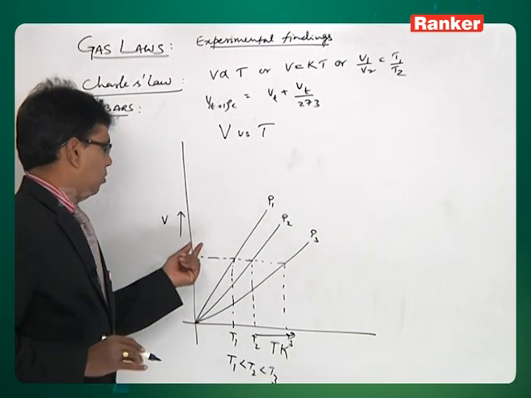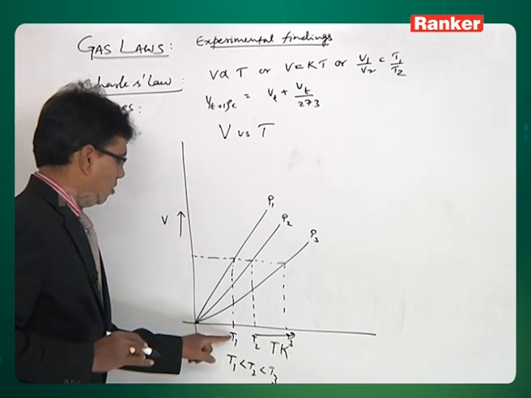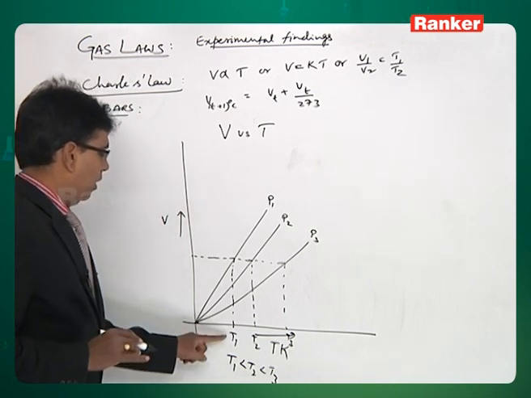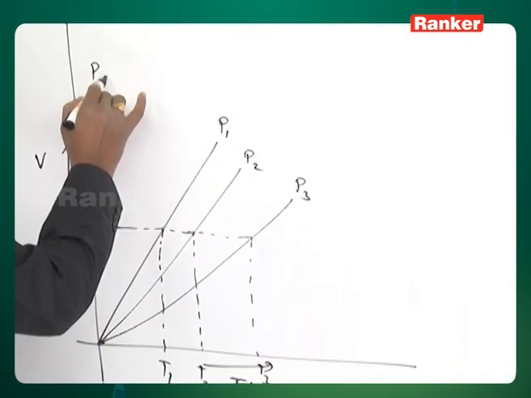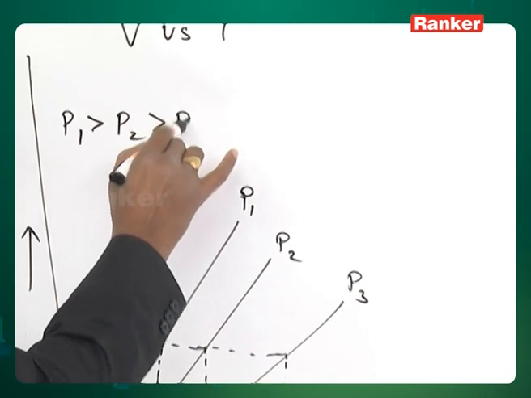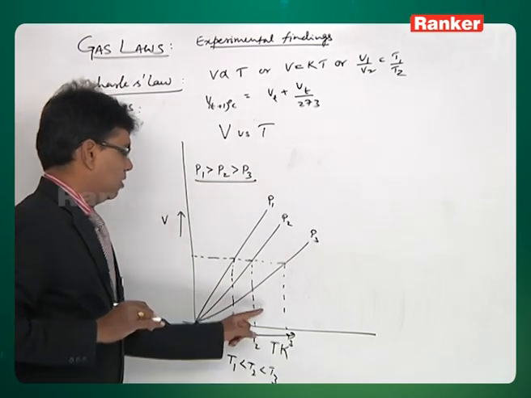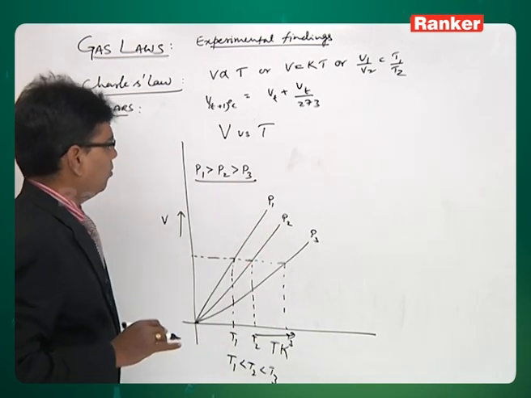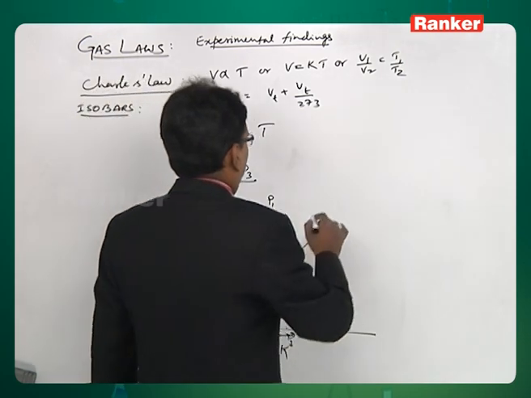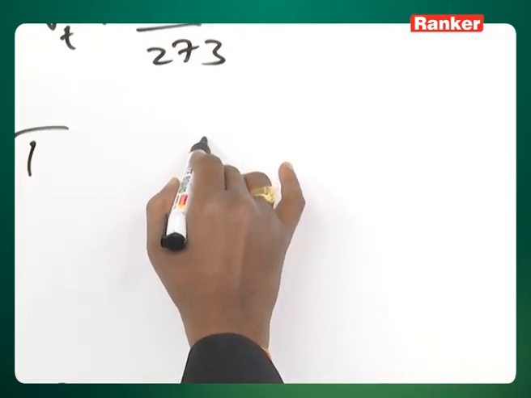So, at constant pressure, V by T is constant. So, V by T is constant and T1. So, obviously what you can understand is P1 greater than P2 greater than P3, right. At 3 different pressures when you draw, then this is how you will get, and this is how you can compare the pressure.